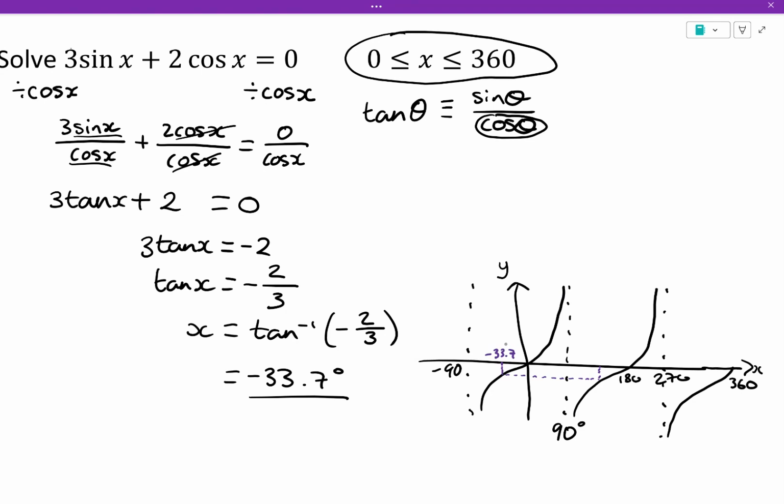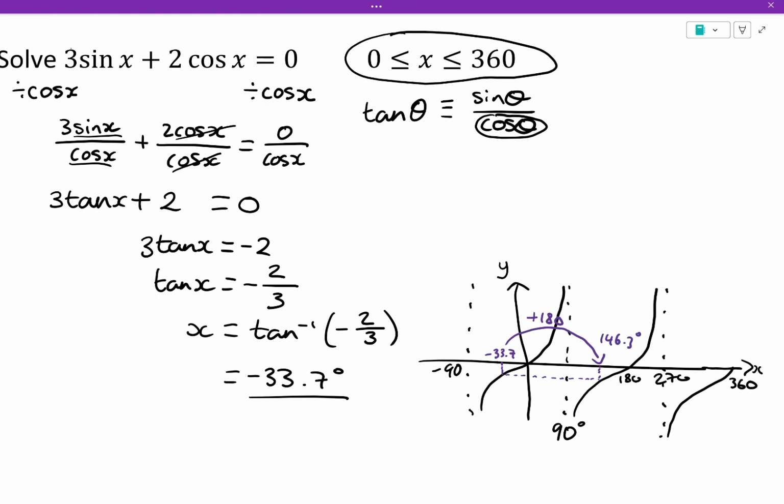Therefore, if I want to get from this angle to the next one here, I just have to add the length of a tan curve, so a period of a tan curve, which is just 180. Okay, it repeats every 180 degrees. Therefore, if I add 180, I would get 146.3 degrees to 1 decimal place. That would be a valid solution.